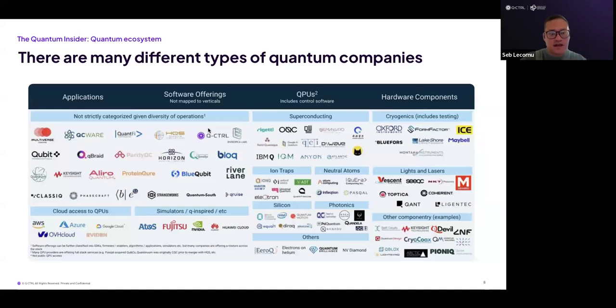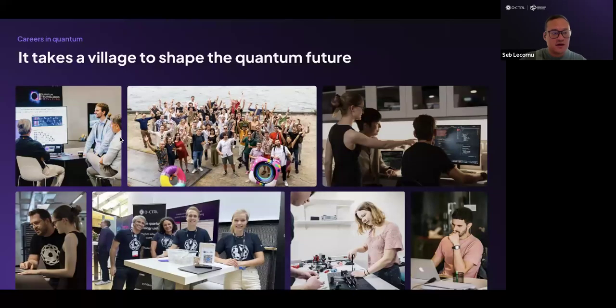So let's take Q-CTRL as an example of that. As Mick mentioned, we build AI-powered quantum control infrastructure software for quantum technology and quantum hardware, a quantum computer as an example, but we also build quantum sensors. And as the title suggests in this slide, it does take a village to build the quantum future. And we require a variety of different skills to do that, again, driven by what we do.